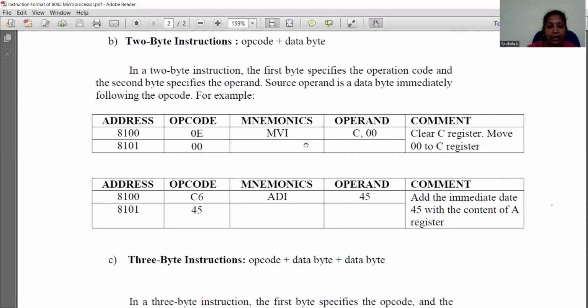So here, if we write the opcode list, MVI C, that is move immediate C, is the instruction. And for this move immediate C, if you refer to the 8085 opcode sheet, the opcode is 0E. So listen, this is the opcode.